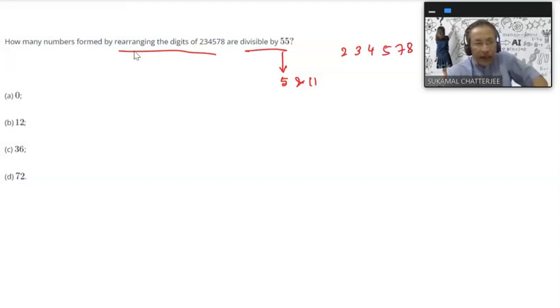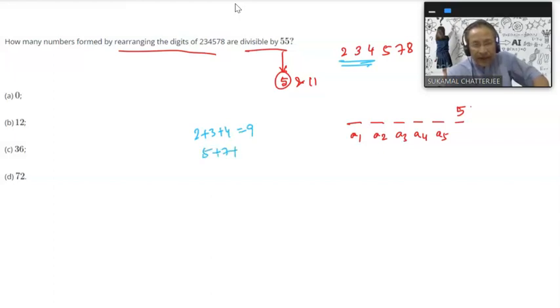So, if the number formed by rearranging these 6 digits has to be divisible by 5, then the last digit has to be 5. Now, let us see how we can arrange the other digits. Let's say that the other digits are A1, A2, A3, A4 and A5. Now, if I take 2 plus 3 plus 4, this is 9, and 5 plus 7 plus 8, this is 20. So, the difference between these two is 11.